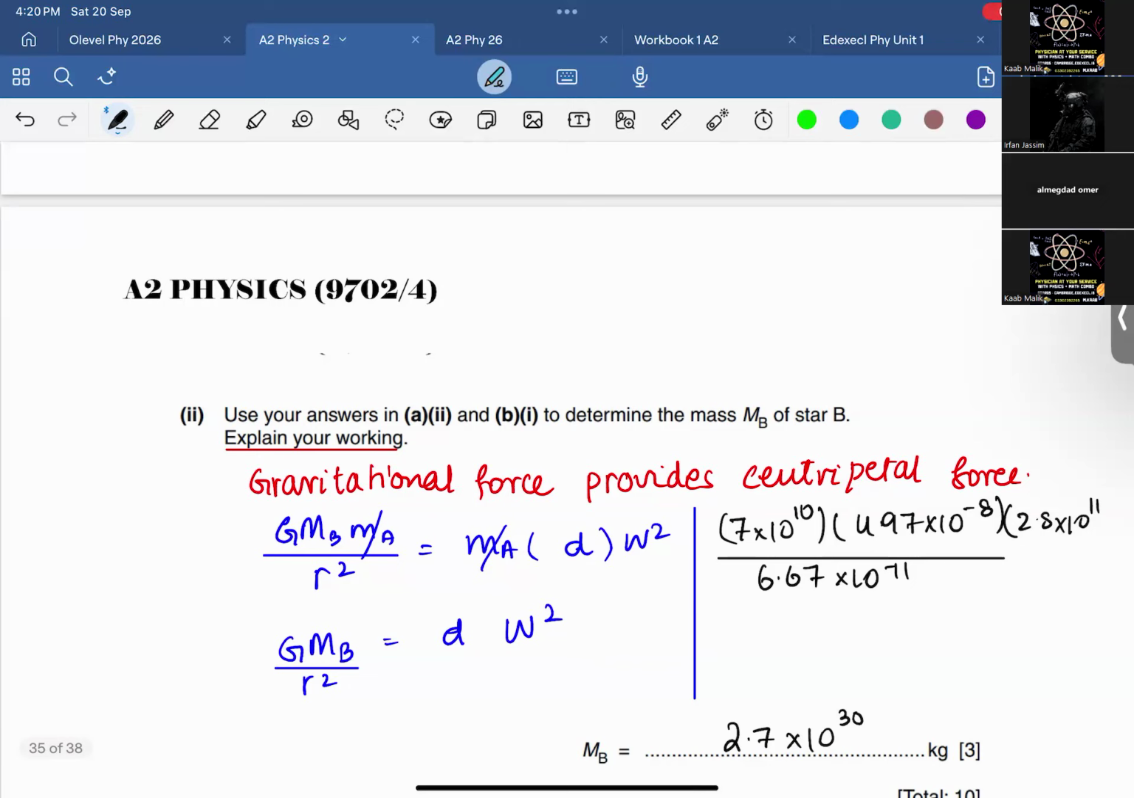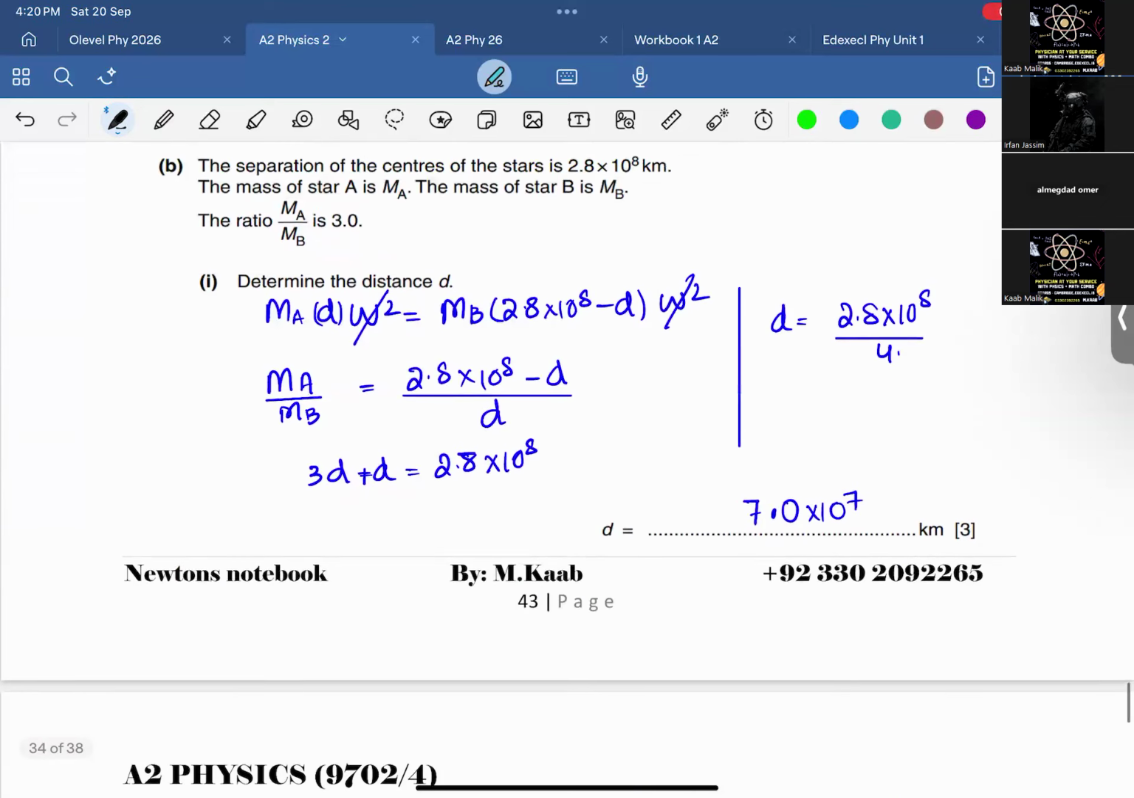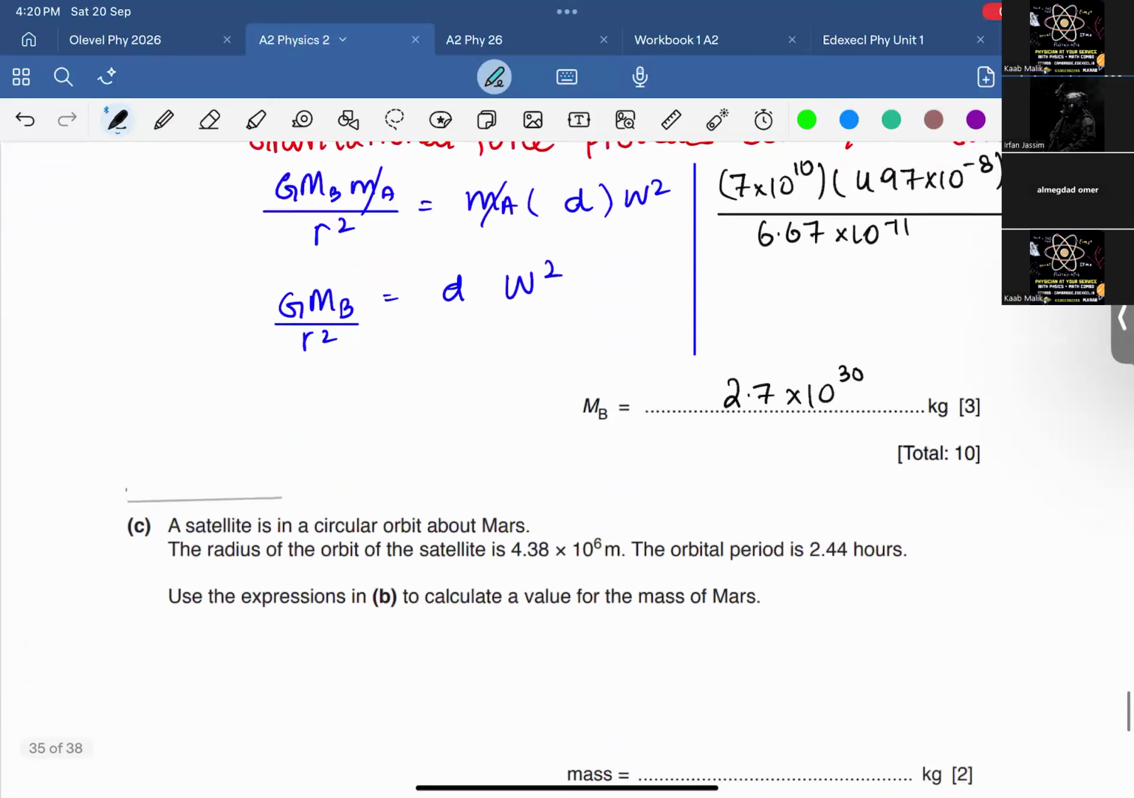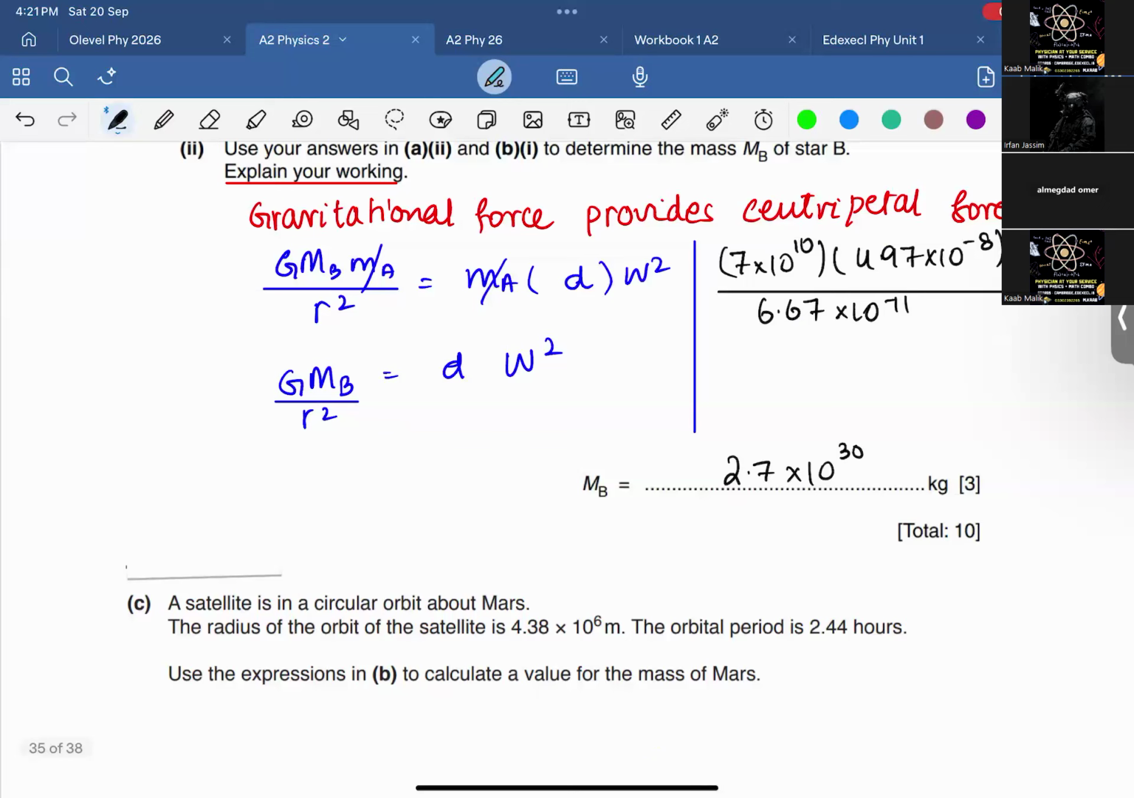equal to r cubed omega squared over G, which is 6.67, and then you divide by 3 at the end. Divide everything. Okay, fine, no problem. Okay, now it's correct. By the way, the actual mass is 2.3 exponent 10 into 4.97 exponent negative 8. Let me see if I'm getting the value, and then 2.8 exponent 11 squared.